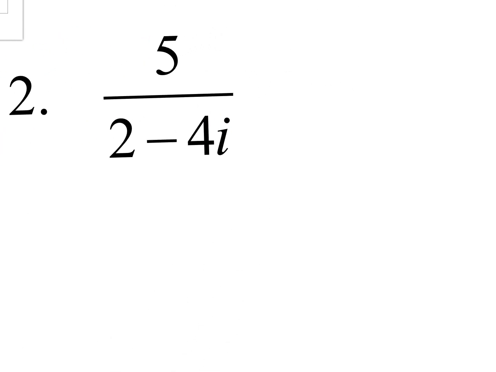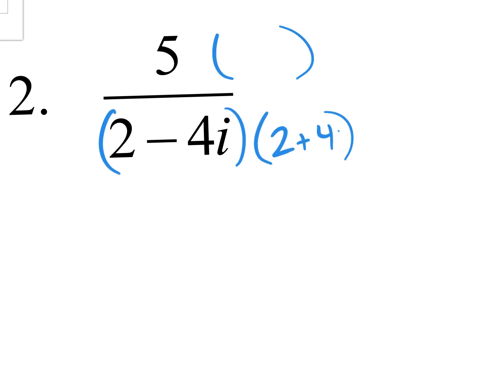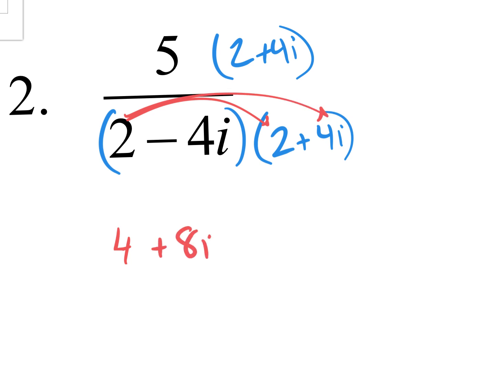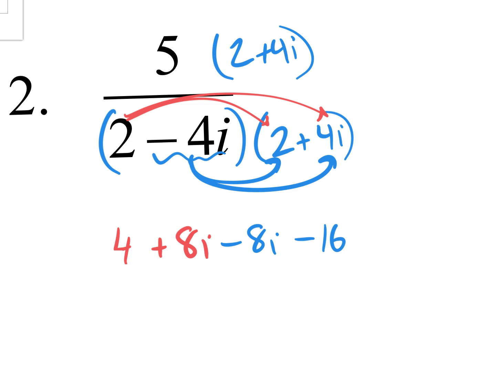I am going to multiply both top and bottom by what? 2 plus 4i. Excellent. 2 plus 4i. Okay, so on the bottom, 2 times 2 is 4. 2 times 4i is 8i. And then we distribute -4i times 2. That's a -8i. -4i times positive 4i, that'd be a -4 times 4 is 16. i times i is i squared, but we're going to change that to a -1 in a little bit.